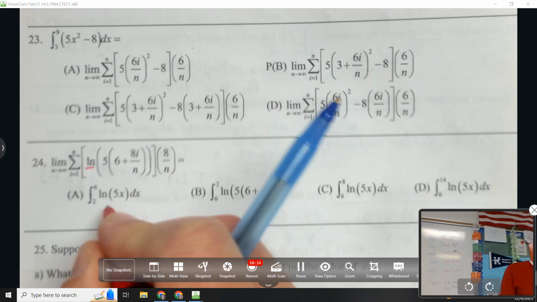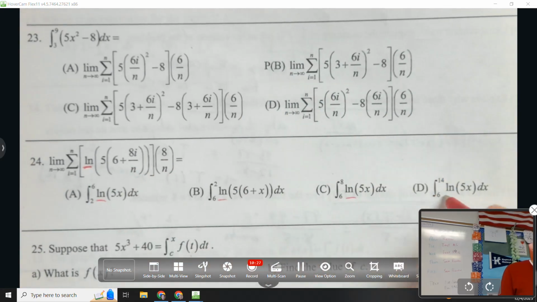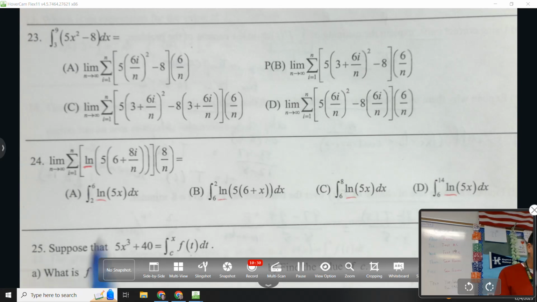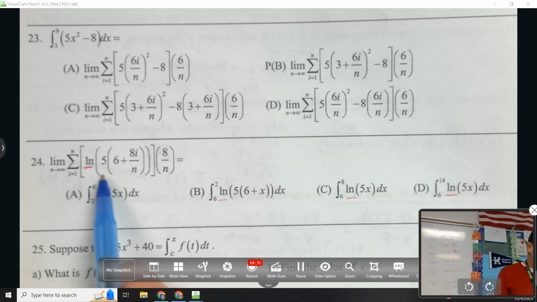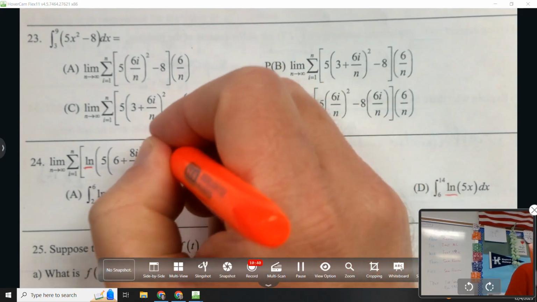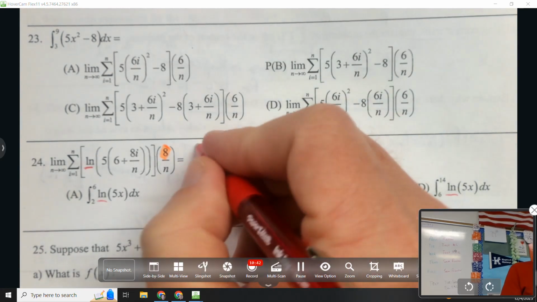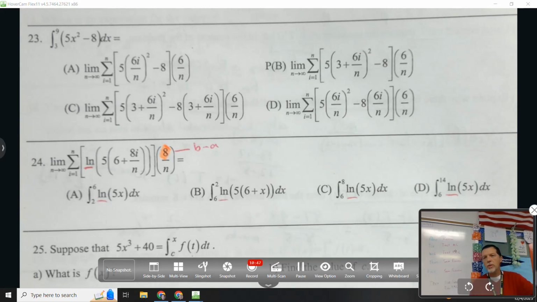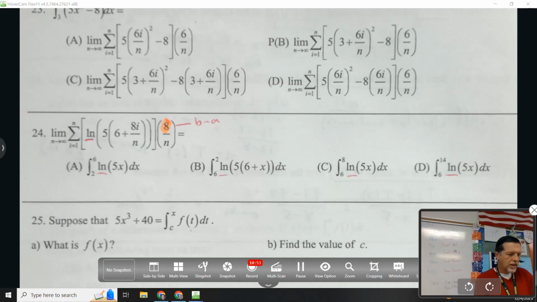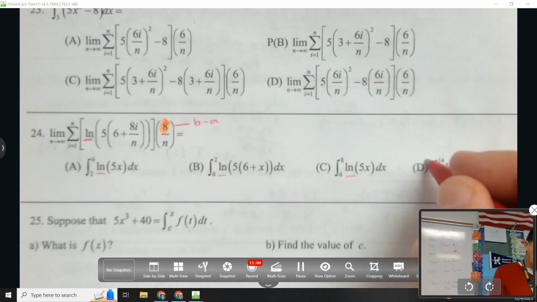So I'm looking for natural log. They've all got natural logs. That didn't help a whole lot. Natural log of 5 times something. Okay, they've all got that. Remember this? Maybe we should start where we started. This 8 was the b minus a. That's the width of the window, or the width of the area you're looking for. So I need it to be 8 wide. In fact, there you go. There's only one of them that's 8 wide. So it's got to be D.